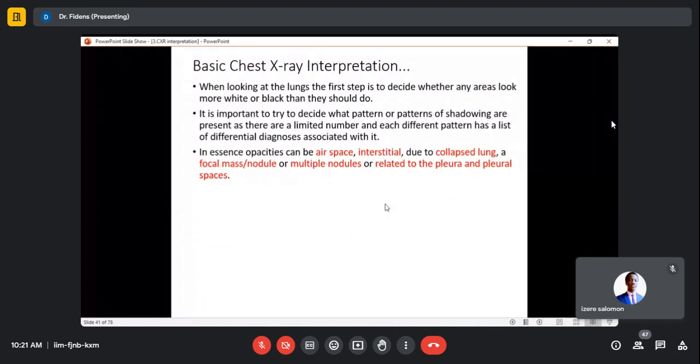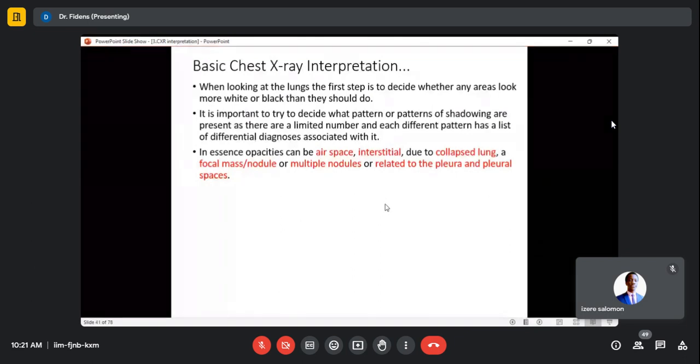So we will talk about airspace opacities, interstitial opacities and opacity due to collapsed lung, part of the lung. You can see, we'll see a focal mass or nodule, how it looks like, if it is just one nodule or multiple nodules, and we see some opacities related to pleural or pleural spaces. Okay, that's what I want.